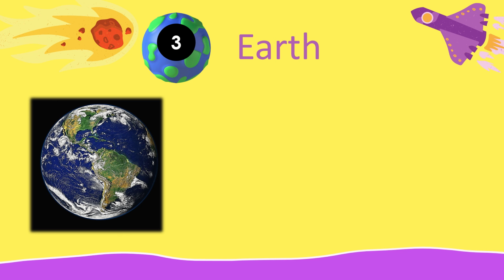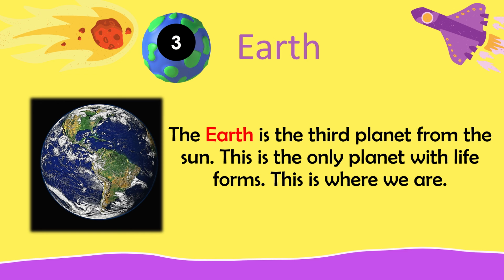Next, Earth. One more time. Earth. What is it? Okay, so the Earth is the third planet from the sun. This is the only planet with life forms. Okay, so Earth is the only planet with living things on it. So this is where we are. This is our planet. And what do you call it? Earth.